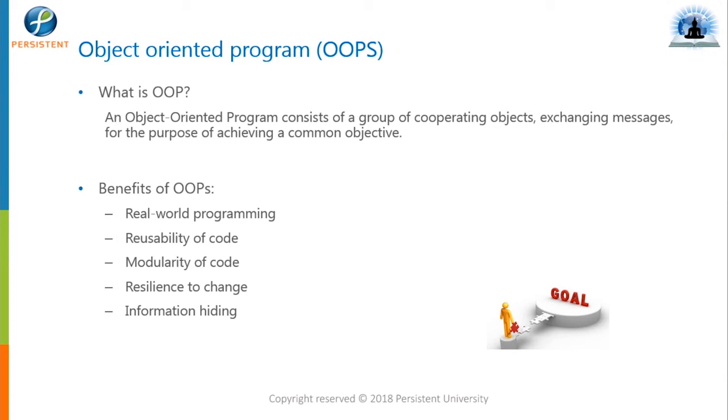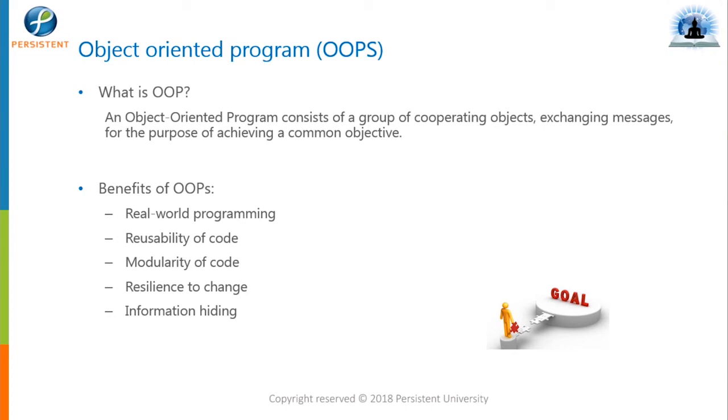So converting a real life entity into the software domain was very difficult with the procedural languages. Yes, that was very difficult. Now that has become very easy by using object oriented concepts. So the benefits of object oriented programming are, it helps us to do real world programming.